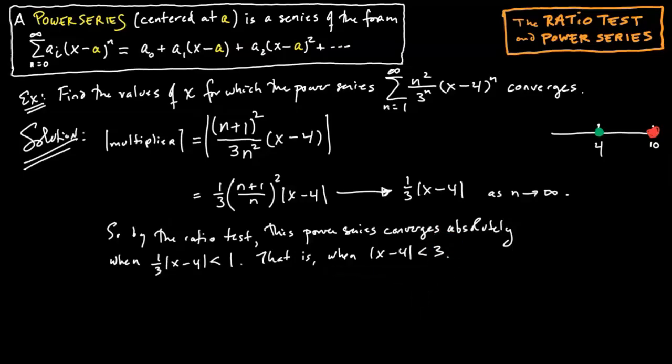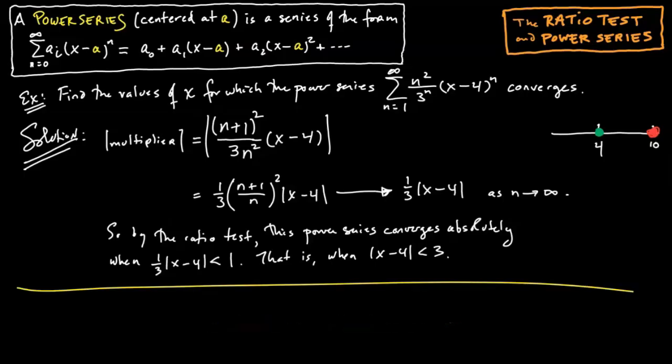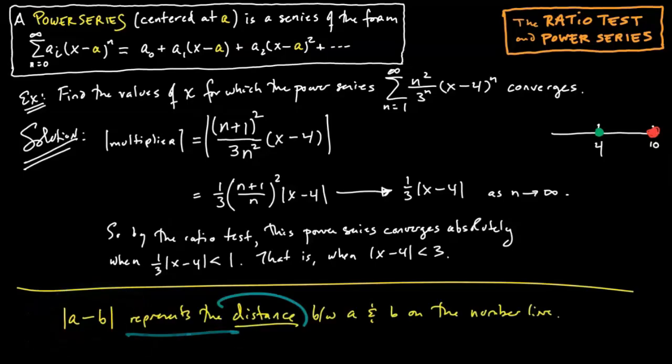Now we've basically got it. Just a quick reminder down here in the dungeon. When we have the absolute value of a difference, which is the kind of thing that shows up all the time when we're doing these sorts of problems, when we have the absolute value of a minus b, that represents the distance between a and b on the number line. Thinking about that helps us interpret inequalities like this very easily. We know the power series converges absolutely when the distance between x and 4 is less than 3. Well, look, here's 4. If the distance between x and 4 has to be less than 3 to have convergence, that means x can only go 3 units to the left or right from 4.